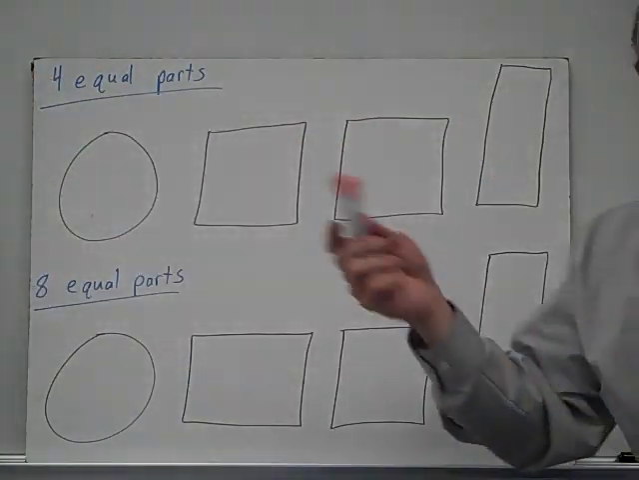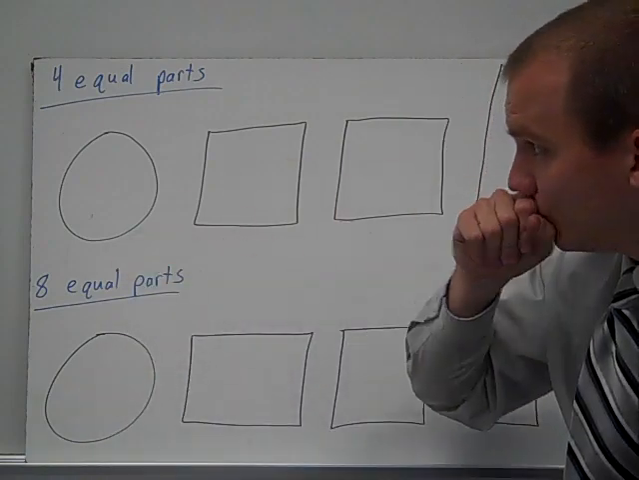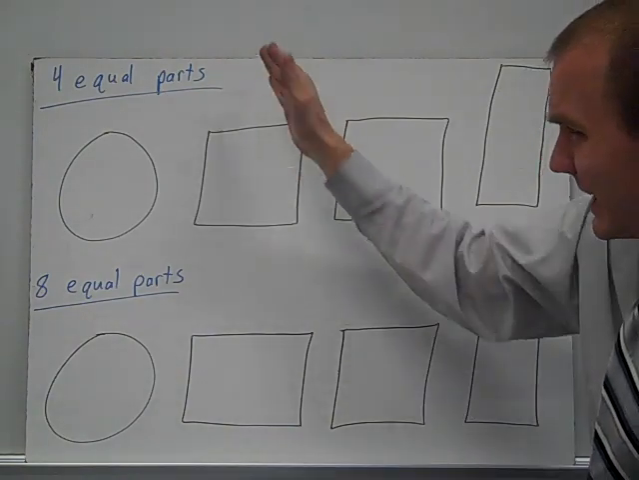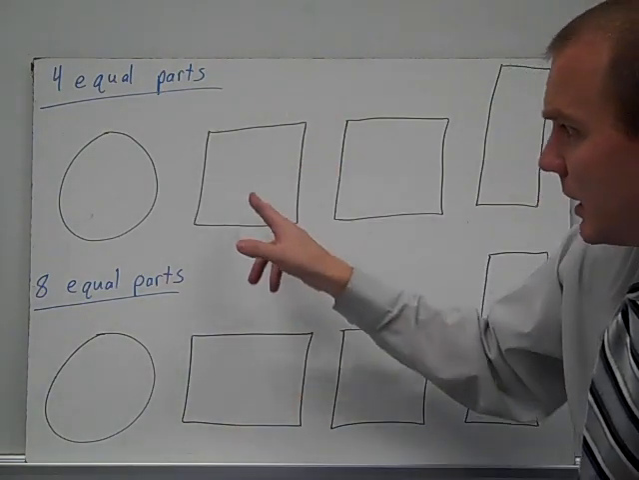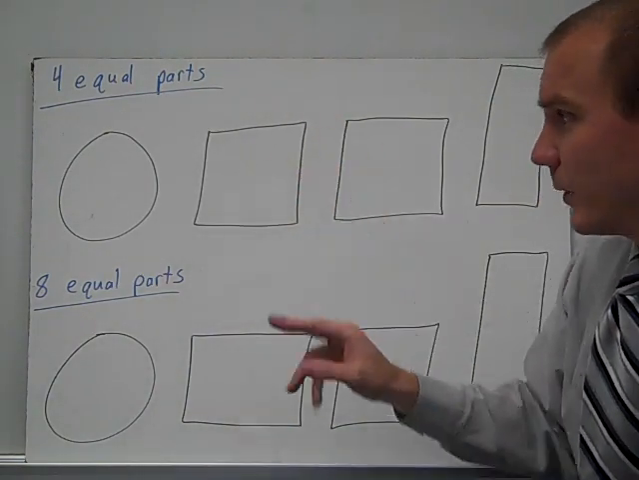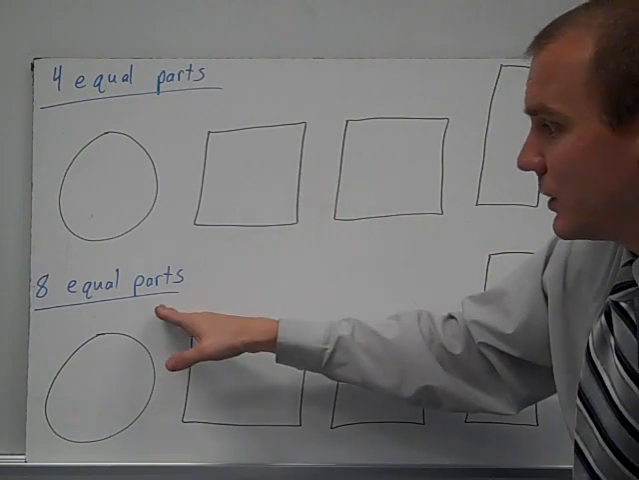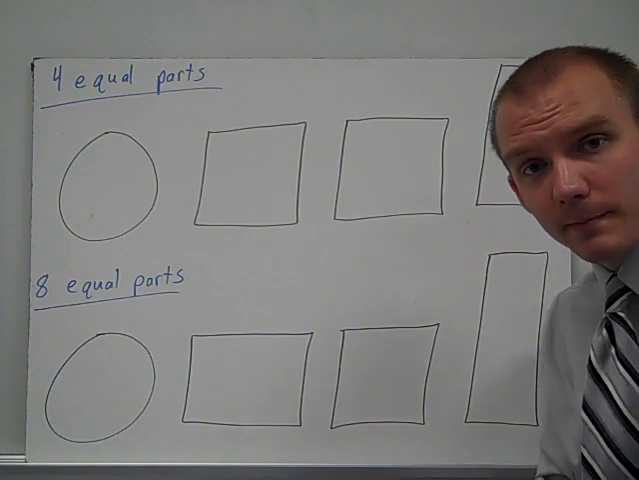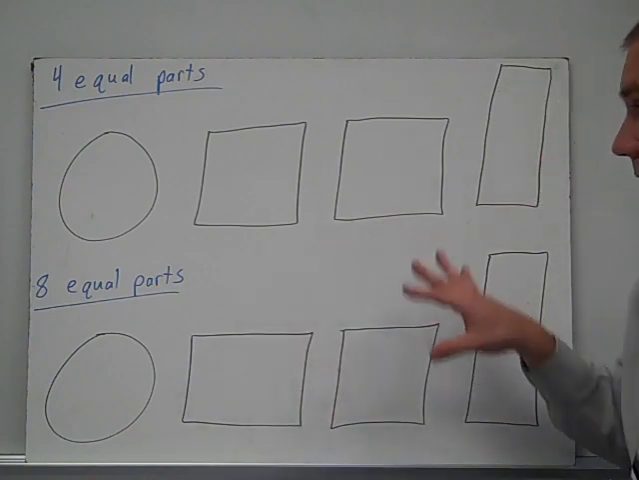So, let's just get started with it. Here are some shapes. I got a circle, 2 squares, and a rectangle. Divide them into 4 equal parts. But with the 2 squares, do it different ways, because there's different ways you can do it. And then do 8 equal parts with these shapes. Pause the video, try and do it, and then hit play, and I'll go over how to do it.